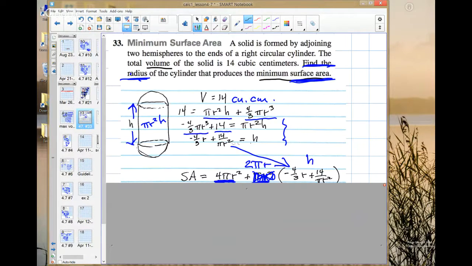You should have 4 pi r squared plus 2 pi r times the quantity negative 4/3 r plus 14 over pi r squared. And I would next multiply that out with the distributive property, getting it as simplified as you possibly can before you have to take a derivative. Questions?